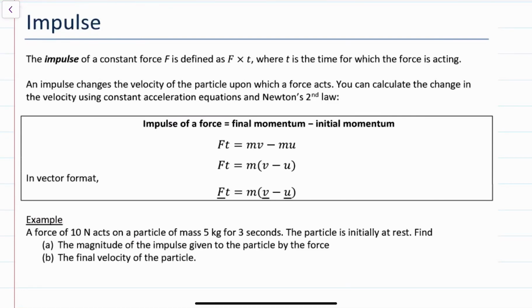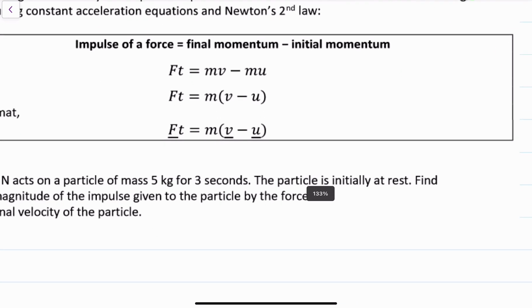In this video we're going to look at impulse. The impulse of a constant force F is defined as F times t, where t is the time for which the force is acting. An impulse changes the velocity of the particle upon which a force acts, and you can calculate the change in velocity using constant acceleration equations and Newton's law. We are going to look at this formula here.